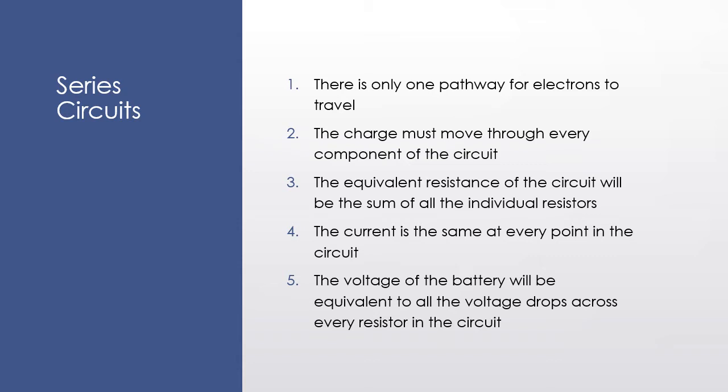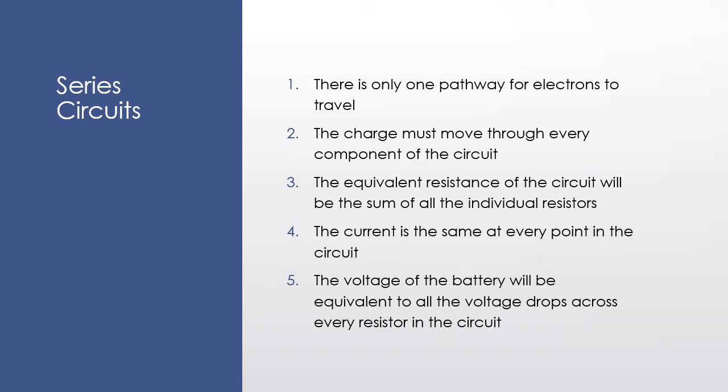So the first type of circuit we're going to deal with is a series circuit. So in a series circuit, there's only one pathway for electrons to travel. They don't have options, there's no choices, there's no splitting. Everything's going to flow in one way, which means the charge must move through every component of the circuit.